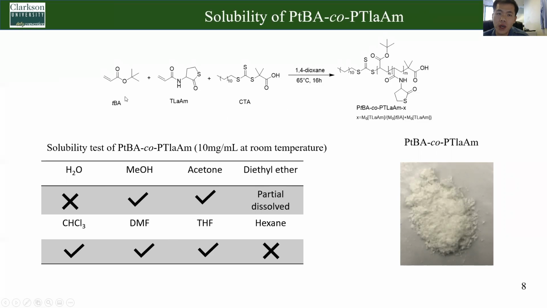So if we change the tertiary butyl acrylate to some other monomer like dimethyl acrylamide, we can change the solubility very easily. Or maybe we can even tune the ratio between these two monomers, because thiolactone acrylamide, being an acrylamide-like monomer, has different solubility than tertiary butyl acrylate. So the whole idea is that by changing the comonomer or changing the monomer feeding ratio, we can tune the hydrophobicity, and by that we can design its application.